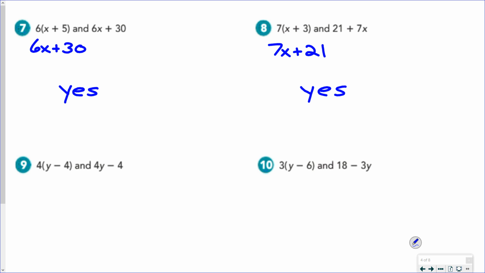For number 9, 4 times y is 4y. 4 times 4 is 16. So we'd have 4y minus 16, which is not the same as 4y minus 4. And for number 10, 3 times y is 3y. 3 times 6 is 18. Well, for subtraction, we cannot change our order, so these are not equivalent.